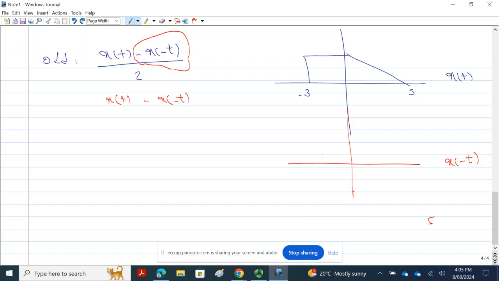Okay, so, no, why should it be origin? No, I'm just talking about x minus t. Okay, x minus t, it should be flipped. So here I say if this is my minus 5 minus 3, if this is my 3, it will look like this, correct? Okay.